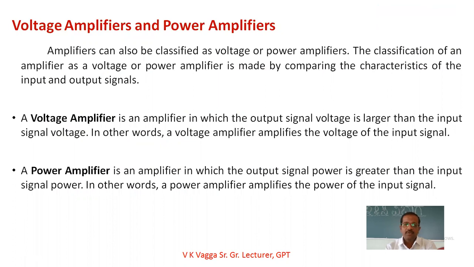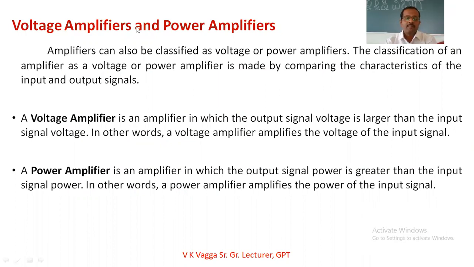The next one: voltage amplifiers and power amplifiers. What is the difference? Amplifiers can be classified as voltage and power amplifiers. This classification of an amplifier as a voltage or power amplifier is made by comparing the characteristics of the input and the output signal.